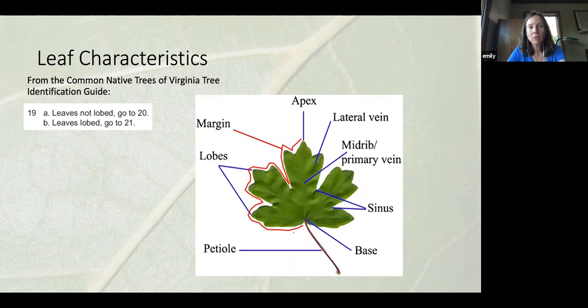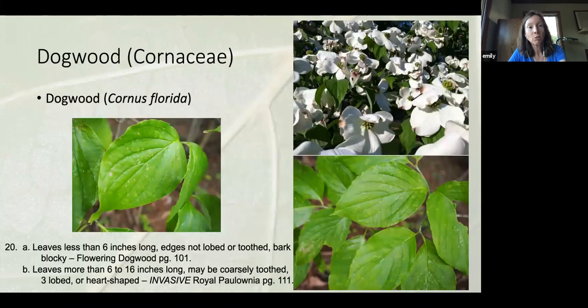So we're going with leaves that are lobed, that are not lobed, that are opposite. And our first one and our only one is the dogwood. And that's Cornus florida. And the key is it's about 6 inches long, edges not lobed or toothed, bark is usually blocky, and then if it's larger than that, then you've got the invasive Paulownia. So that's what it has in the key.